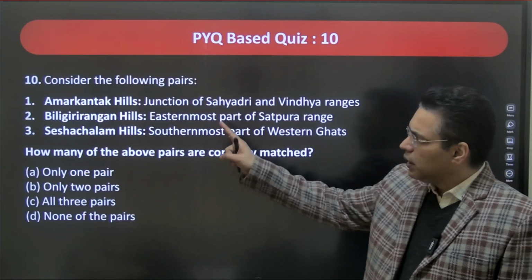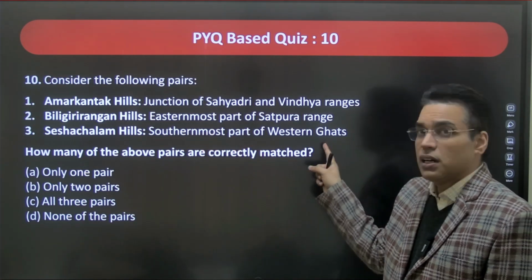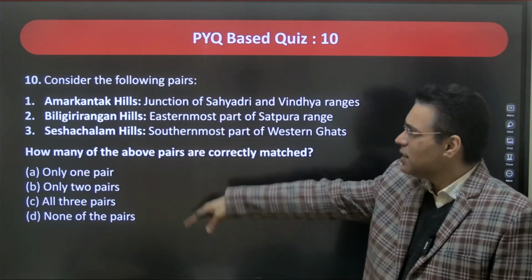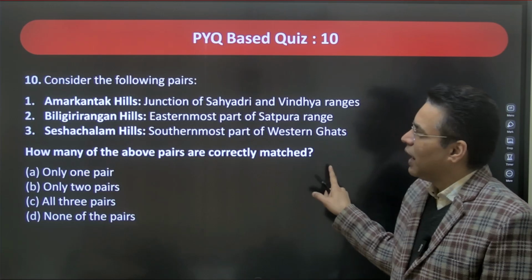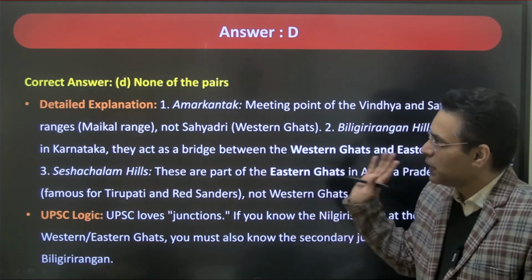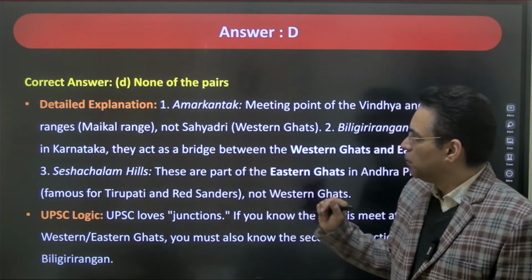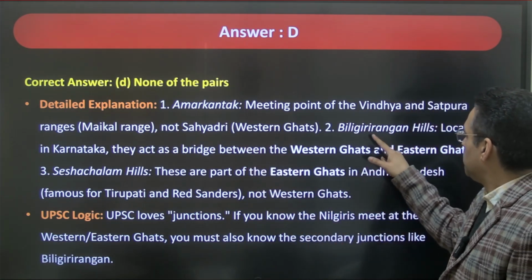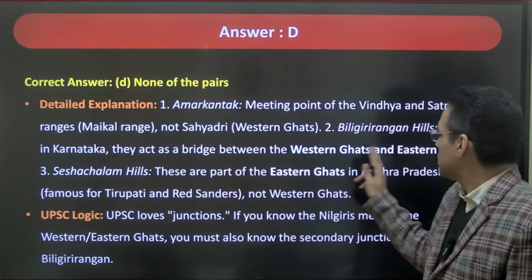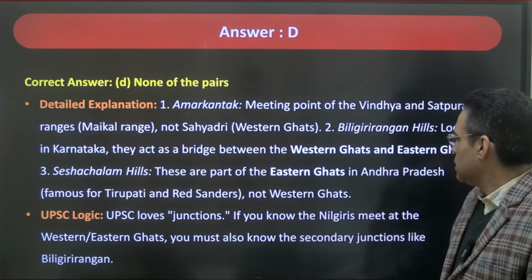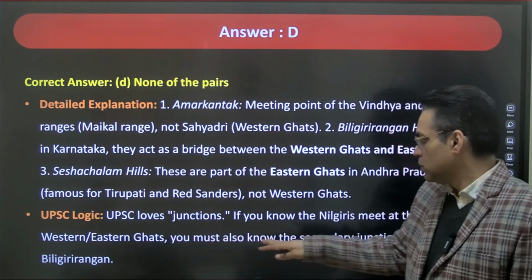Now remember Amarkantak Hills, Biligiri Rangan Hills, and Sheshachalam Hills. Now Sheshachalam is in the southern part of the Western Ghats, they are the Eastern Ghats. Now again you can easily connect. Okay, Amarkantak Hills. So minute mapping is very important, and here the answer is D. None of the pairs is correct, because Amarkantak is a meeting point of the Vindhyas and Satpura, not Sahyadri. Biligiri Rangan Hills are located in Karnataka, they act as a bridge between the Western Ghats and Eastern Ghats, and Sheshachalam is in the Eastern Ghats of Andhra Pradesh. So UPSC loves junctions. If you know the Nilgiris meet at the Western and Eastern Ghats, you must also know secondary junctions like this.